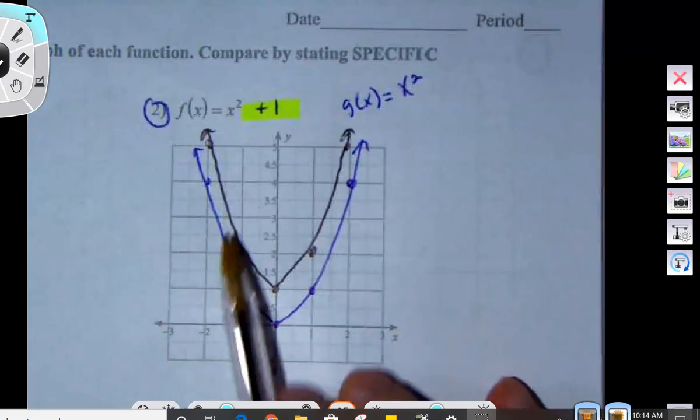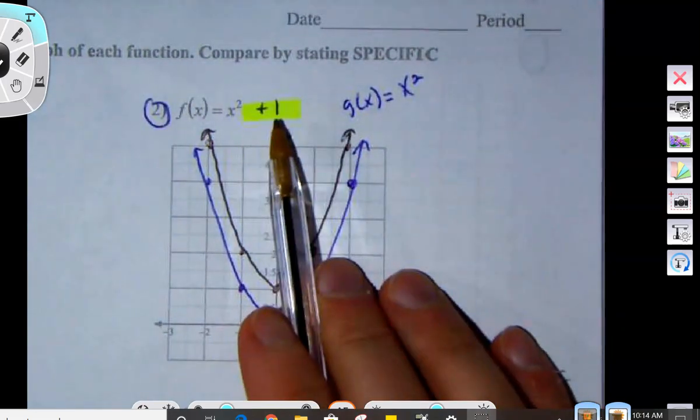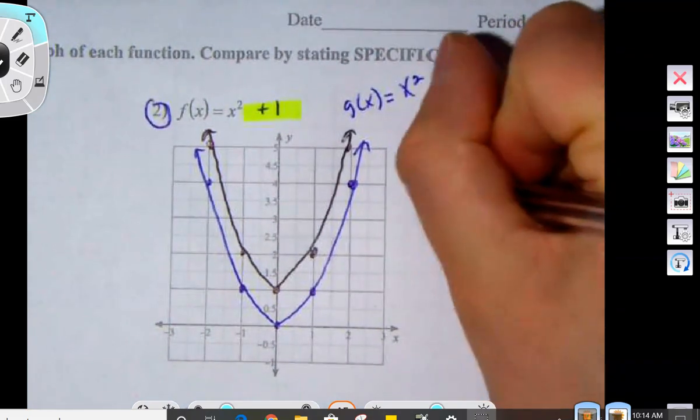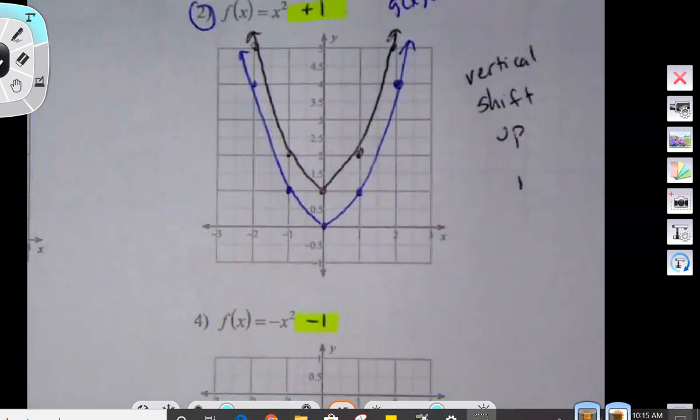So the only thing that changed from our parent function to this is that plus 1. So we know that that plus 1 is going to result in a vertical shift up 1. I didn't do a stretch or a shrink or anything like that, so we just end up with a vertical shift up 1. So that is number 2.